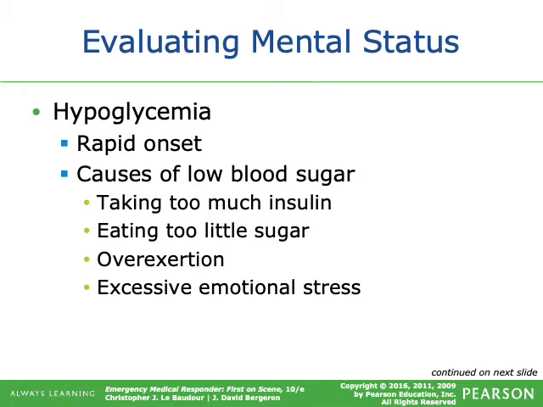Rapid onset is a characteristic of hypoglycemia. Remember, we talked about hyperglycemia having a slow onset. Hypoglycemia has a rapid onset. Some causes of hypoglycemia or low blood sugar would be taking too much insulin, eating too little sugar or carbohydrates, overexertion, excessive emotional stress.